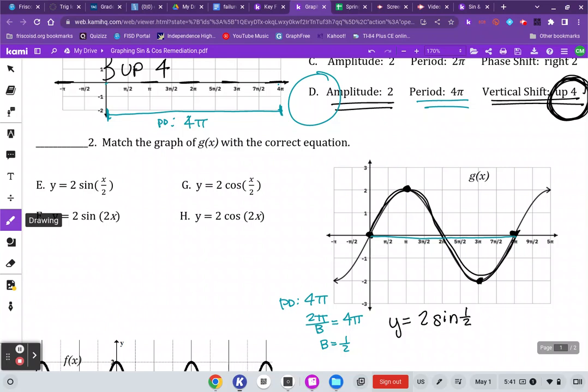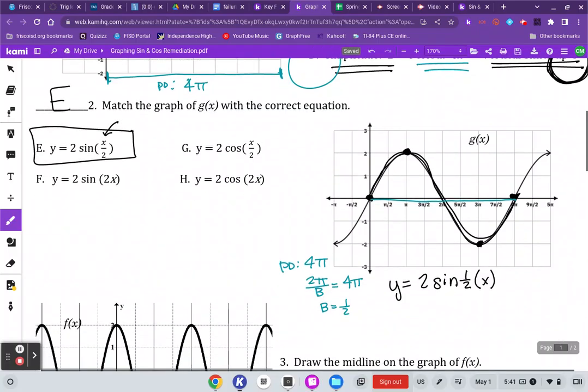So 1/2 would go here, and then I have x. It doesn't look like it shifted in any way, left or right or up or down. So I believe this is going to be our equation, 2 sine 1/2 x. And notice that this looks a little bit different because x over 2 is the same as 1/2 x.